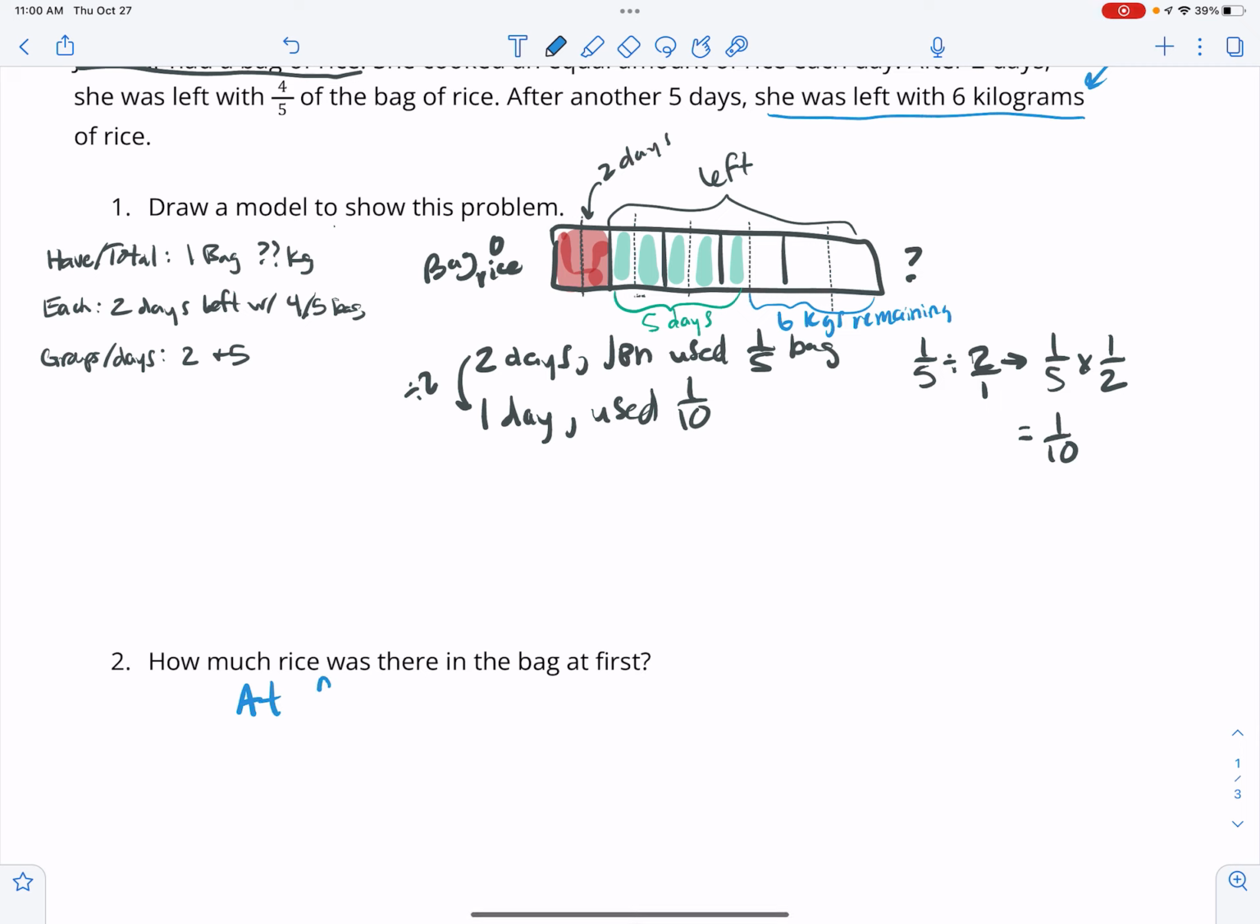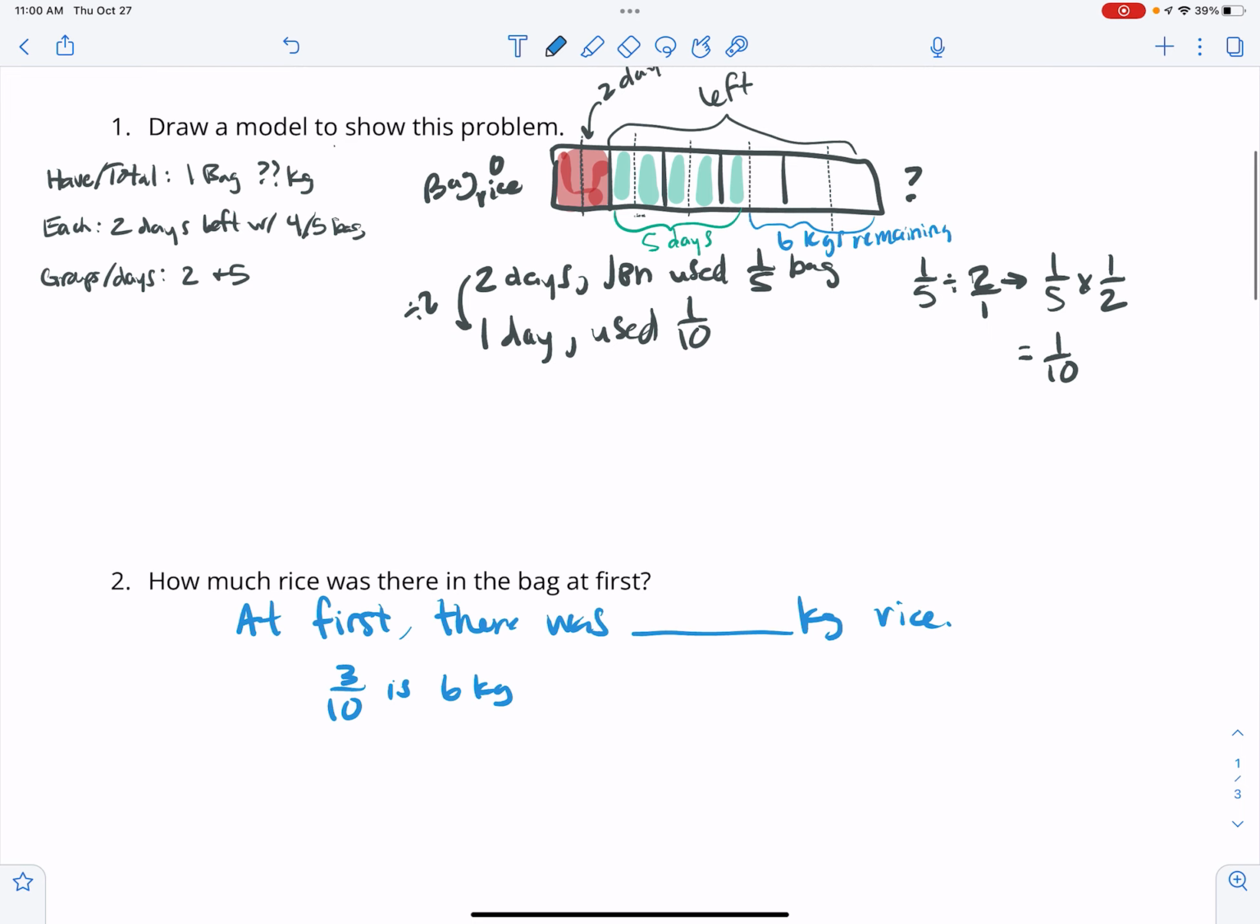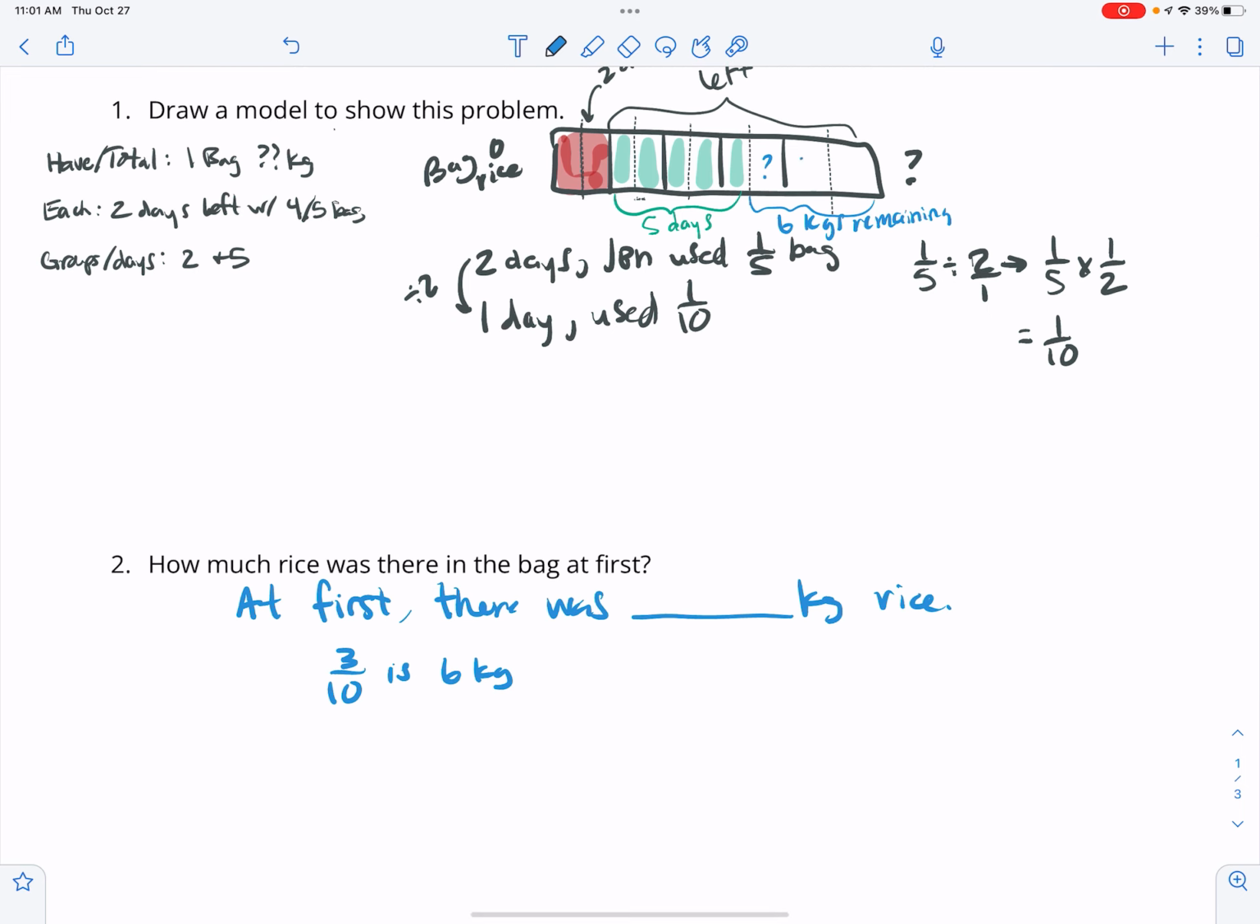I'm going to start with my sentence. At first, there was blank kilograms of rice. So let's do some calculations to get there. So we know that the last 3 chunks are 6 kilograms. So 3/10 is 6 kilograms. So we could figure out how much is in each one of those. If we look for this amount right here, then we would be able to figure out how much was left. So if 3/10 is 6 kilograms, we have the 6 kilograms, and we're dividing it up into 3/10.